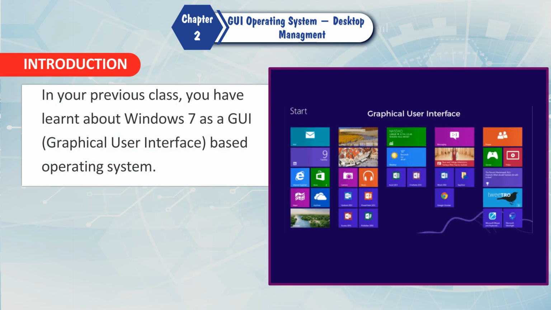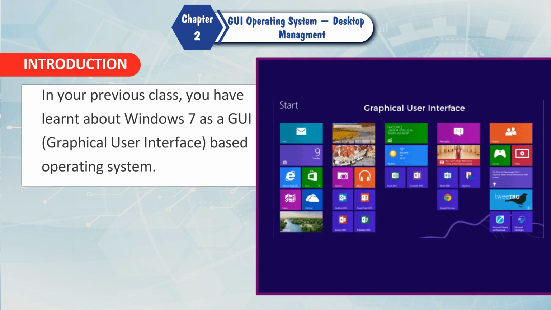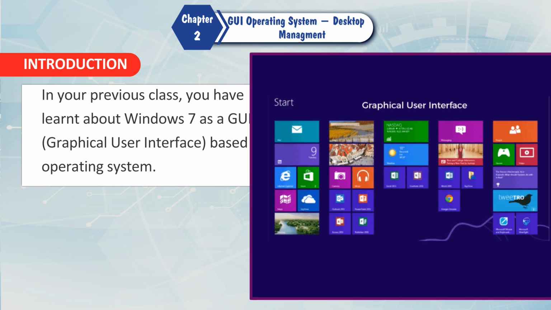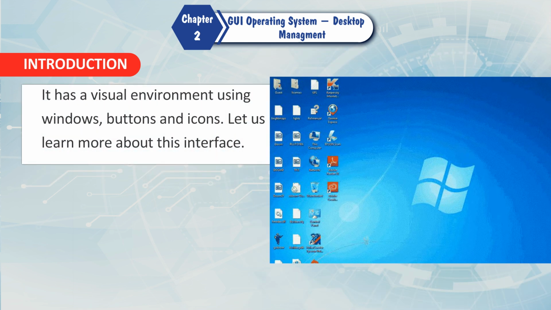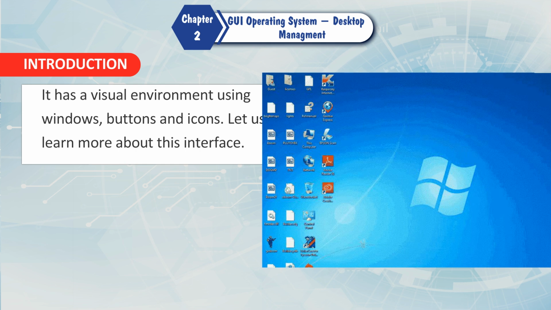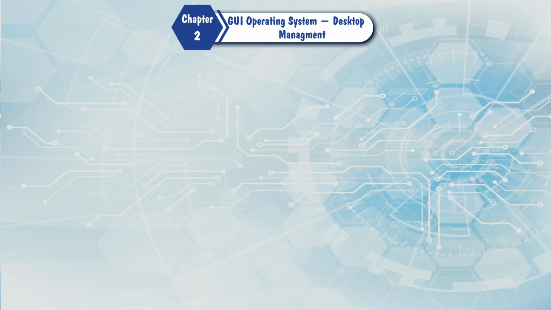Introduction. In your previous class, you have learned about Windows 7 as a GUI, Graphical User Interface based operating system. It has a visual environment using windows, buttons, and icons. Let us learn more about this interface.